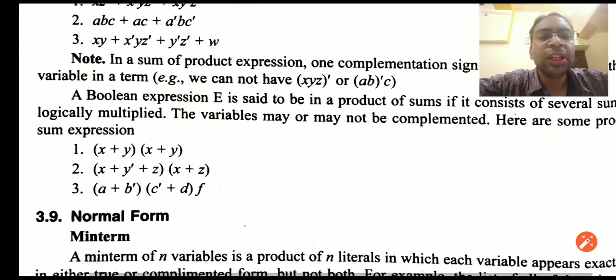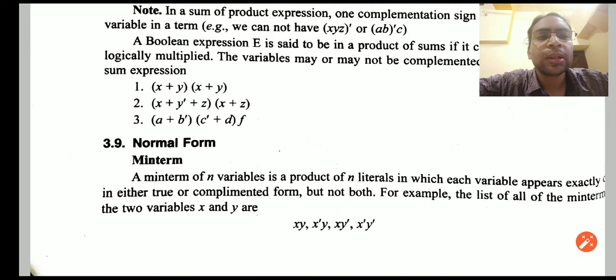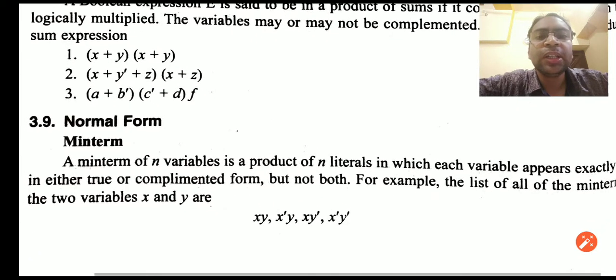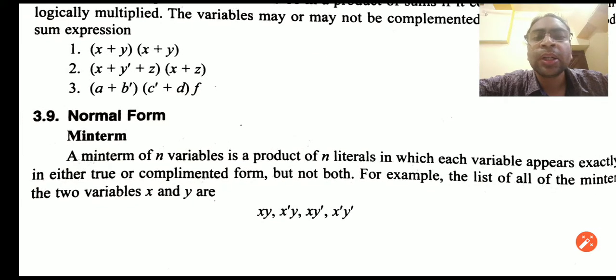Now let's talk about the normal forms. We have two normal forms in Boolean algebra. One is the min term, another is the max term. A min term of n variables is a product of n literals in which each variable appears exactly once in either true or complemented form, but not in both forms. So exactly once, and either in a complemented form or in a normal form, but not in both forms.